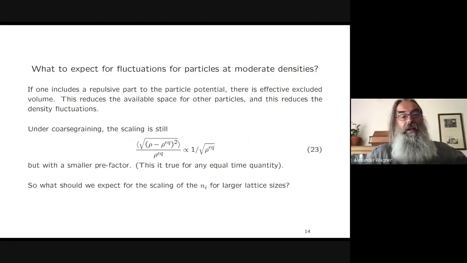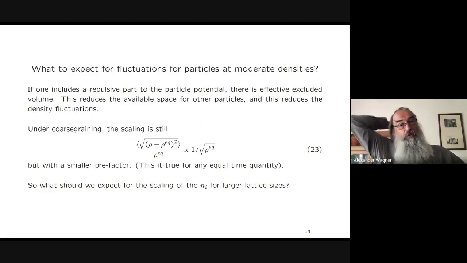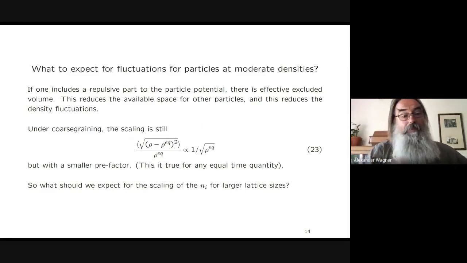Please, thanks. Yeah. So what do you do if you have a moderate density? Then you will have to take into account that there will be excluded volume, but the scaling should still be the same. So if you coarse grain your system, the fluctuations will go away, right? So what should you expect for the scaling of the Ni?